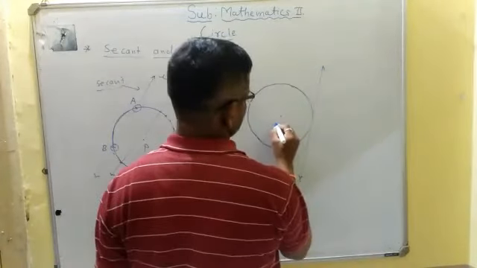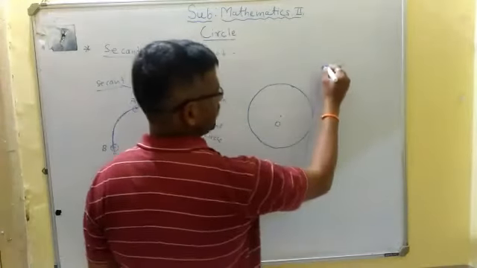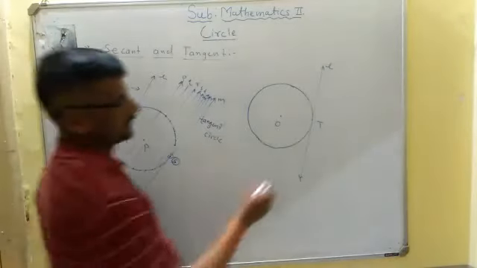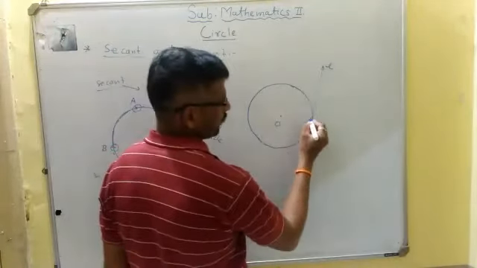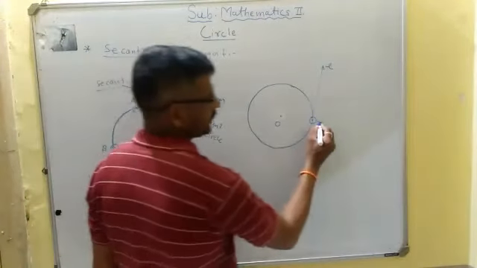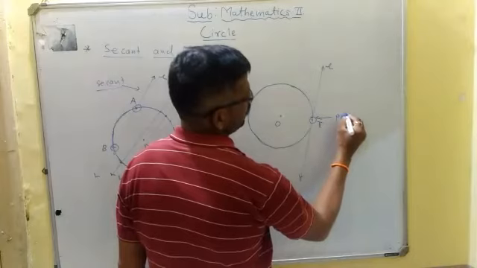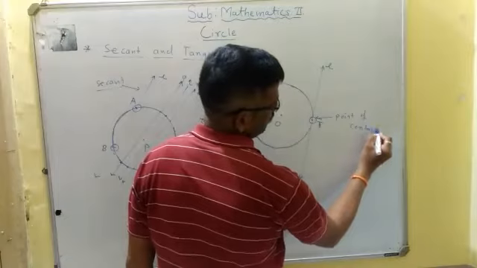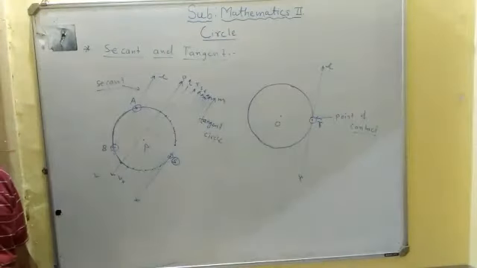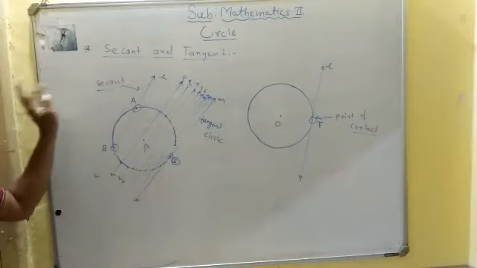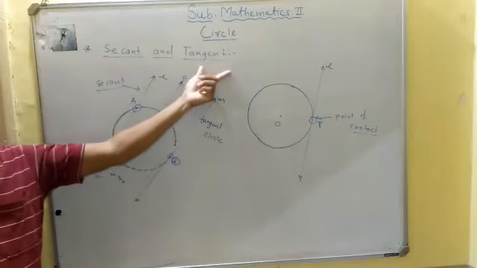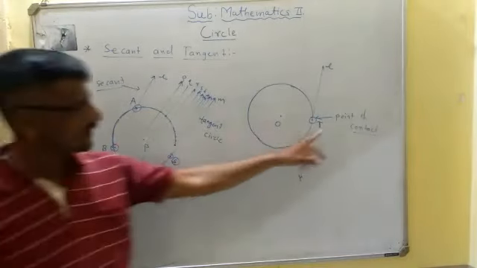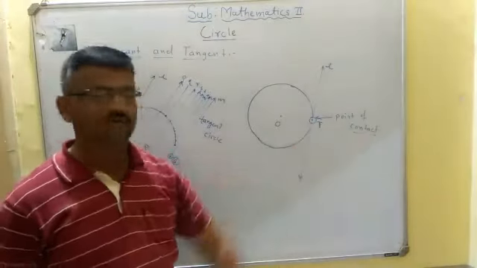Suppose we take O as the center of the circle and the line L intersects the circle at point T. Then we say that line L is a tangent to the circle at point T, and that point T is known as the point of contact. Understand? There is a difference between the two lines: first one is secant and the other tangent. Tangent touches the circle at a single point, and that single point is known as the point of contact.